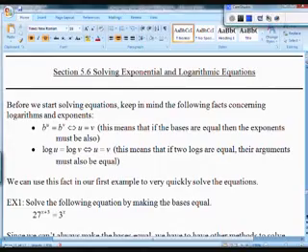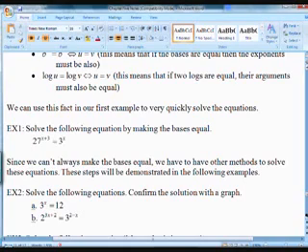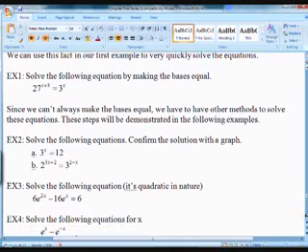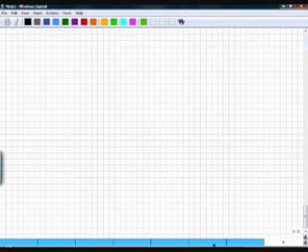Okay, here we go. Next problem. That was example 1. It says, since we can't always make the bases equal, we have to have another method. And this method would work for that problem as well. These steps will be demonstrated in the following examples. 3 to the x power equals 12. Let's talk about the difference between this problem and the one we just worked. Can you take 12 and write that as 3 to some power? No. Because 3 to the 2nd is 9, 3 to the 3rd is 27. Can't do it. So we have to have another method of solving these equations.